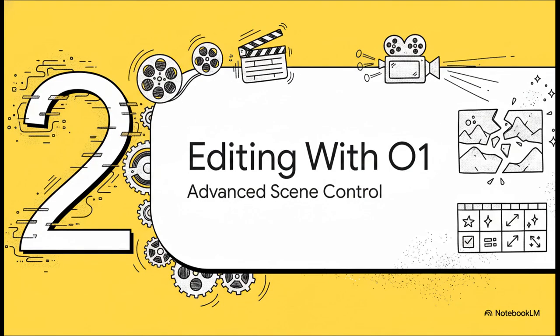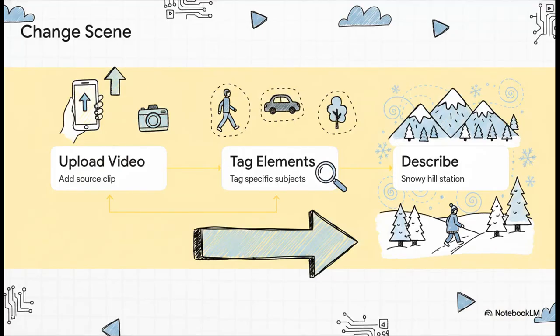Moving right along to Section 2, advanced editing with O1, giving you total scene control. So stepping into post-production, Kling O1 acts almost like your own high-end visual effects studio. It lets you fundamentally alter the reality of the videos you just made. By simply tagging a video and describing a totally new environment, O1 can replace a city street with a snowy hill station, all while keeping your original characters and their actions perfectly intact.